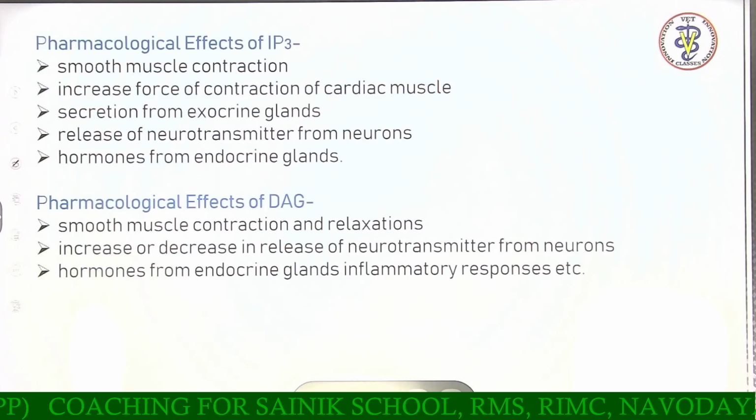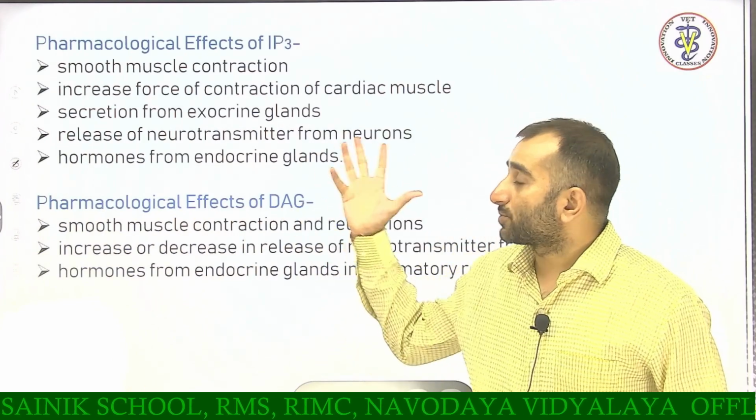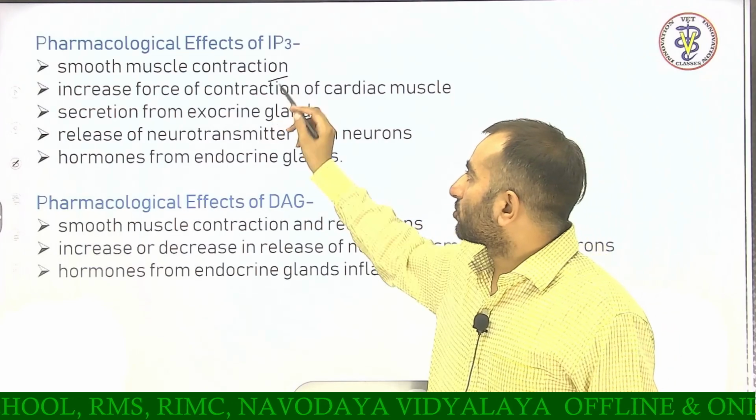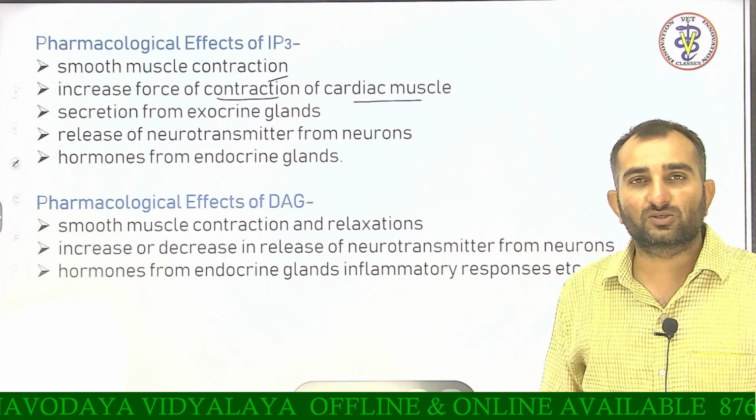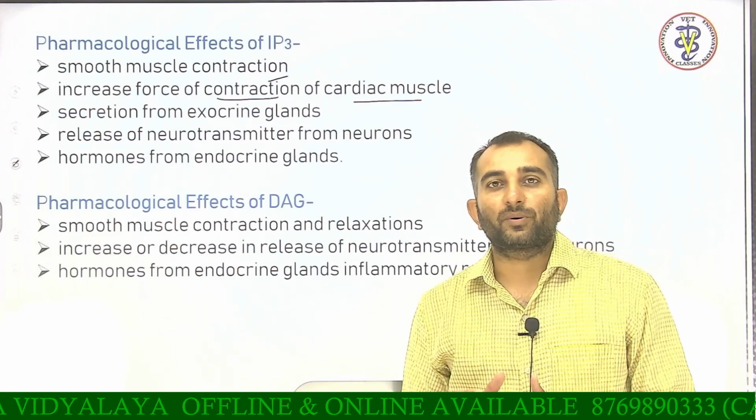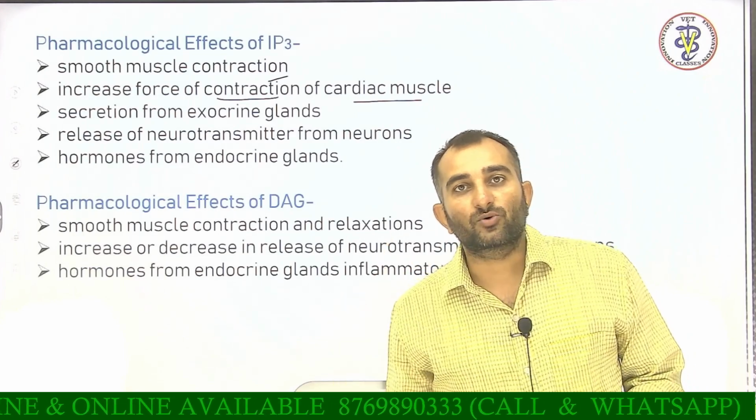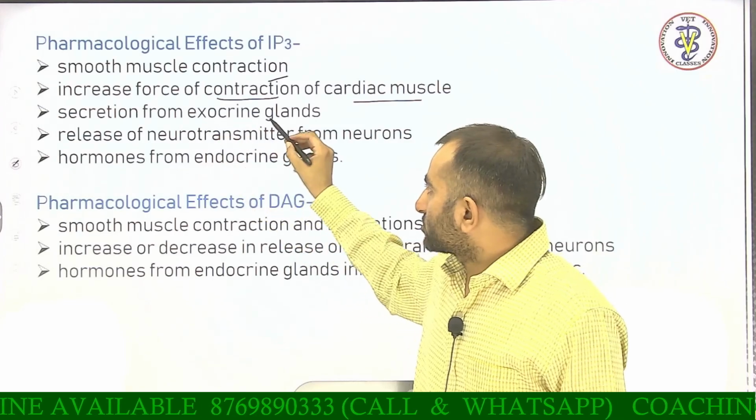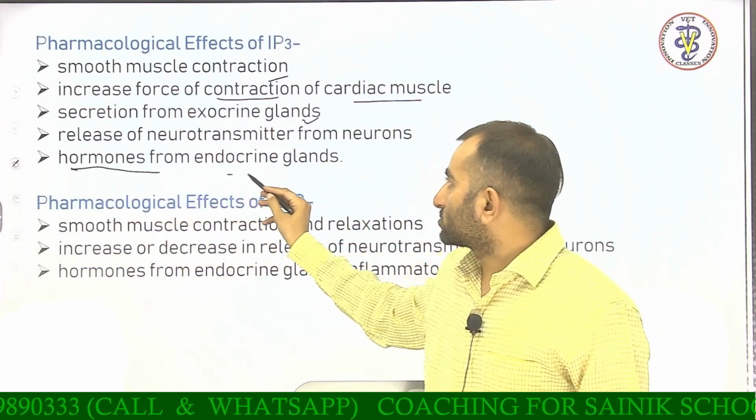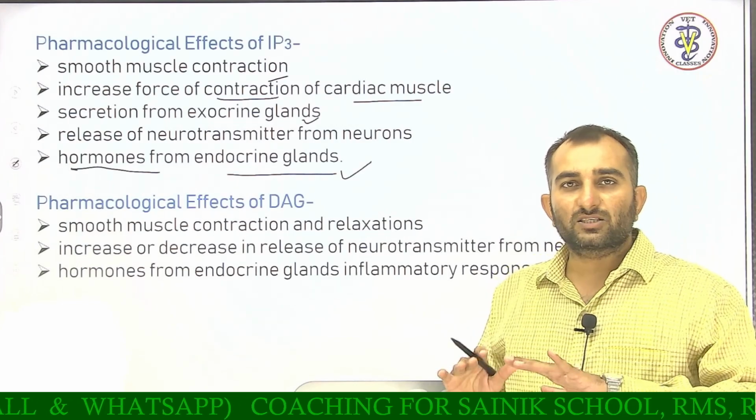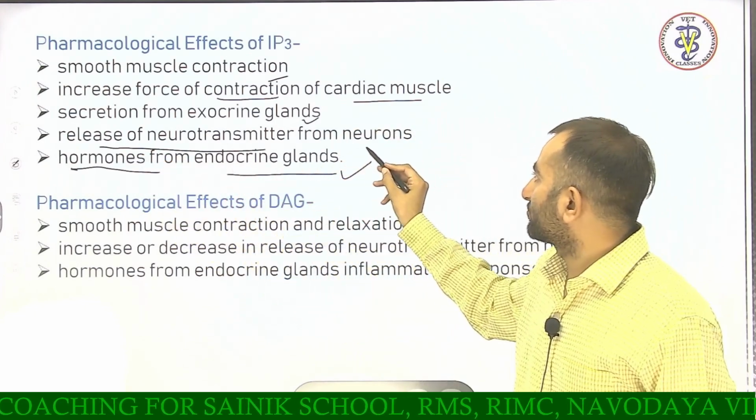Now, what are the pharmacological effects produced by the IP3 and DAG system? Some of the effects produced by the IP3 system are smooth muscle contractions, and also increased force of contraction of cardiac muscles, which provides a positive inotropic effect and increases the contractility of the cardiac muscles, and then cardiac output will increase. It is also responsible for secretion of exocrine glands and synthesis and release of hormones from endocrine glands. So basically it acts on both exocrine and endocrine glands, and it is also responsible for the release of neurotransmitters from the neurons.